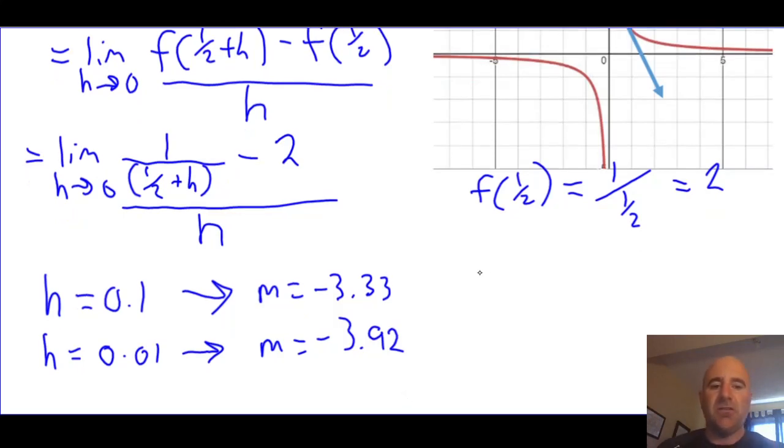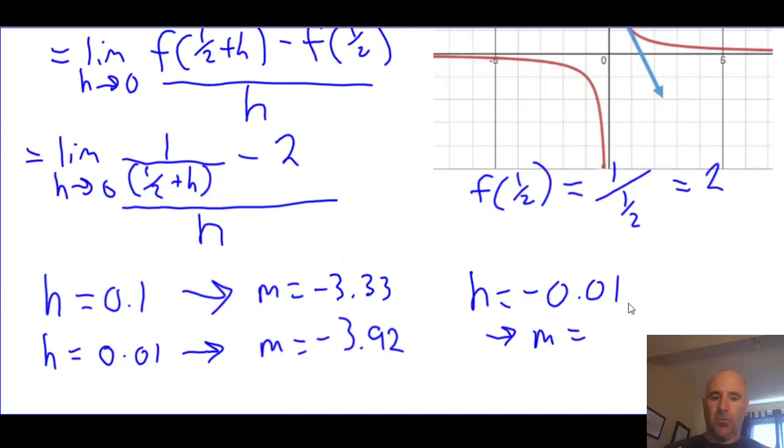Let's try the other side. Rather than trying positive h values, let's try negative 0.01. If we do that, what do we get? By the way, all I'm doing to do this, I'm just pausing the video and using my calculator. I'm plugging in h equals, in this case, negative 0.01. A half is really just 0.5. So let's do it with negative 0.01, see what I get there. When I do that, I'm getting negative 4.08.